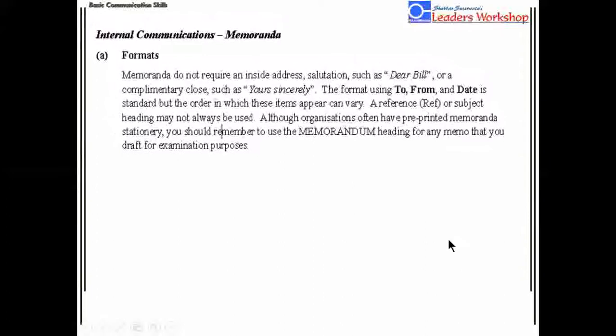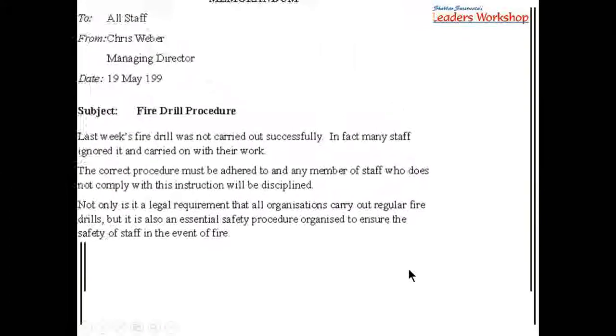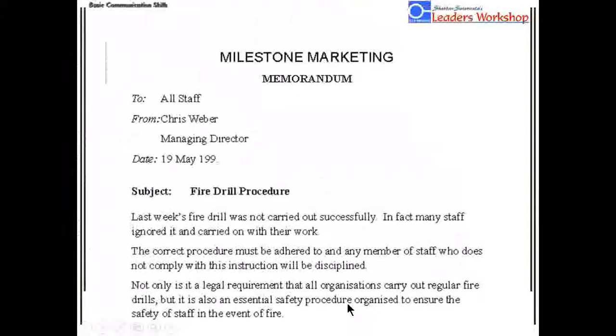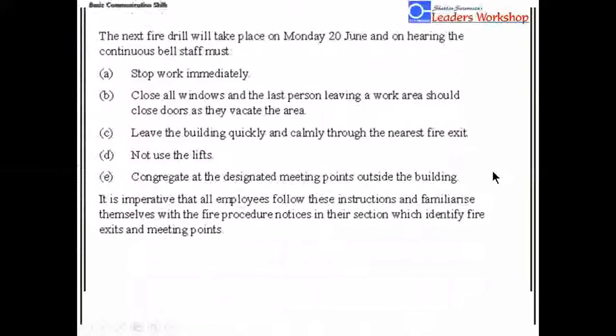Internal communication, or memo. A memo should have the to, the from, the date, and the subject, which we call the reference, and also the main body. This is an example of a memo. So you can see to, from, the date, the subject, and the main body.